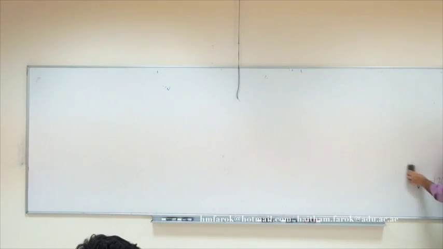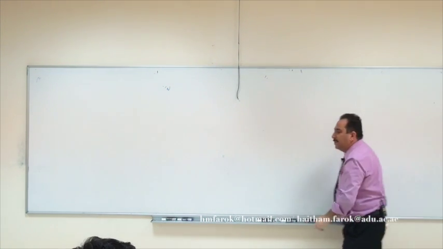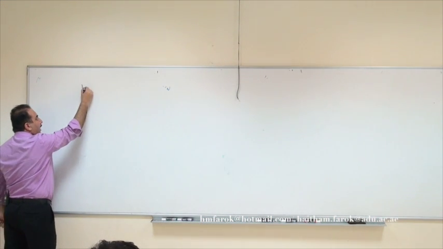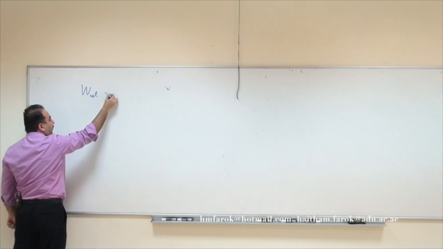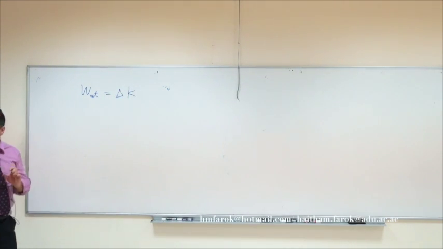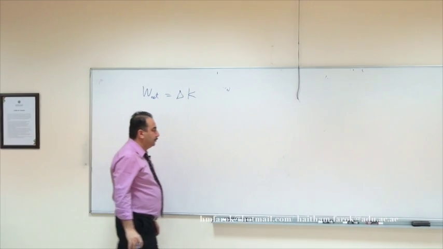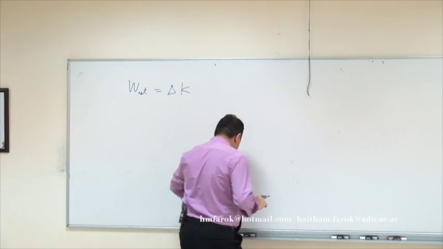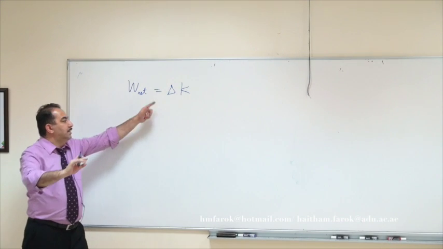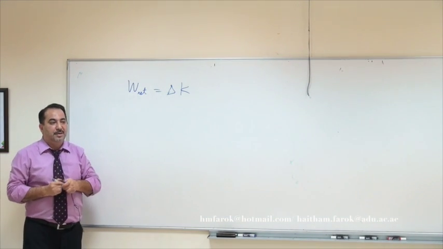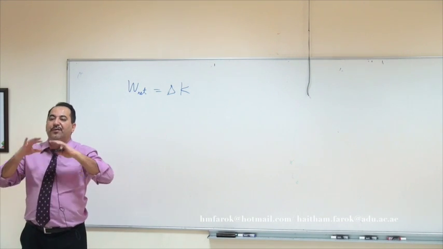Don't forget, we are still in chapter 7. And the major equation in chapter 7 is what? Remind me. W net equals the change in kinetic energy. Don't forget, this is the work-energy theorem. If you have a question of a spring, always think of this equation. When we say W net, we mean the work of all the forces in the question.